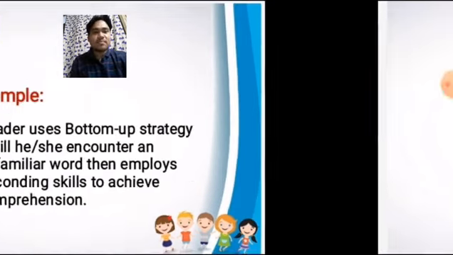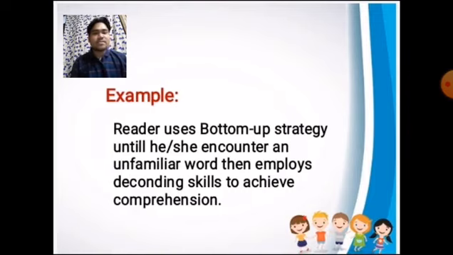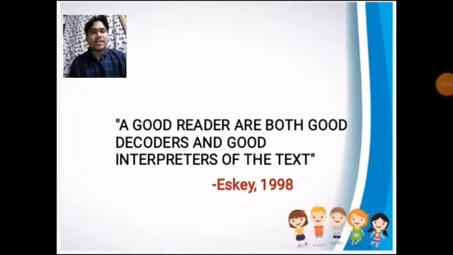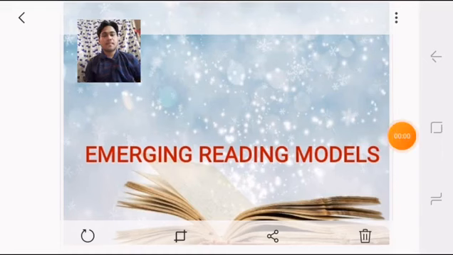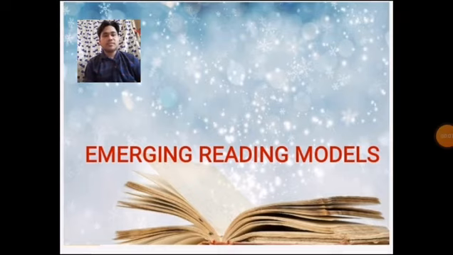An example is when the reader uses the bottom-up strategy until he or she encounters an unfamiliar word, which employs decoding skills to achieve comprehension. When you use the interactive reading model, then you are a good reader. According to Eskey 1998, a good reader is both a good decoder and a good interpreter of the text. Those are the three reading models: bottom-up, top-down, and interactive.